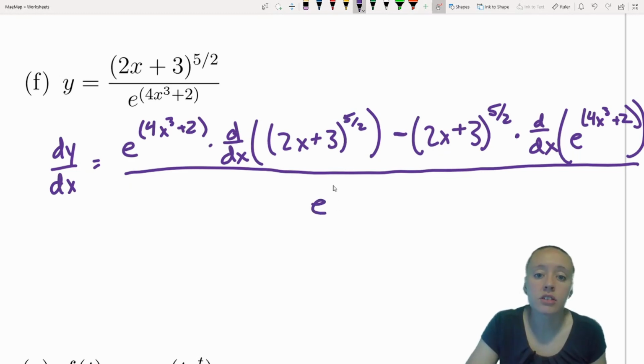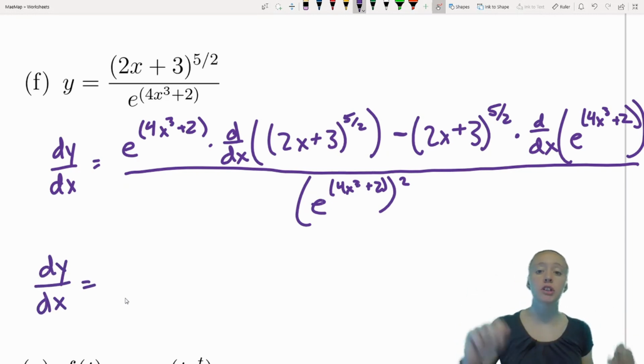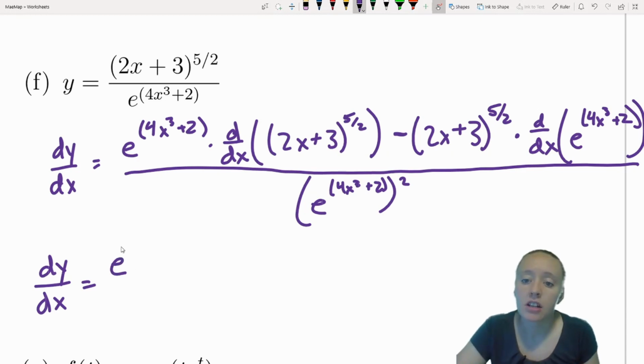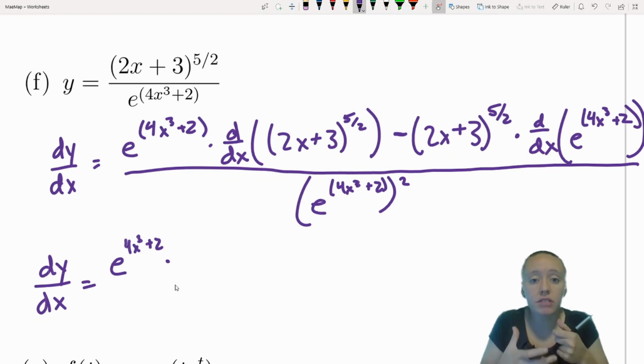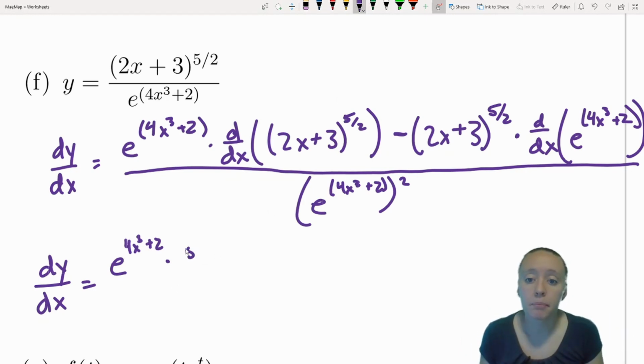So e to the 4x cubed plus 2, that entire quantity squared. Now, finishing this out by actually computing those derivatives of denominators and numerators, we'll get e to the 4x cubed plus 2, and then multiplying by the derivative of our numerator, chain rule. We have some inner function, and that is all raised to the 5 halves. So I start by bringing down my exponent using the power rule.